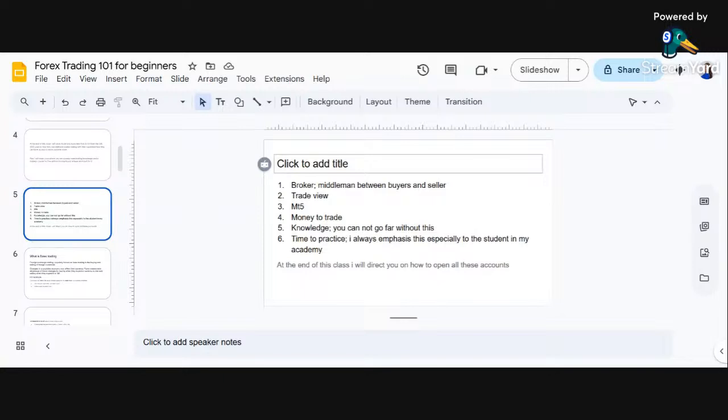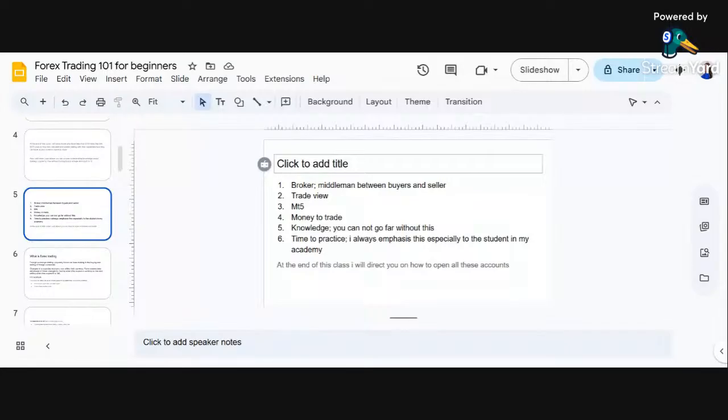A broker is a middleman between buyers and sellers in the market. In forex trading, you are buying and selling currency pairs. Let's say a broker is like a bank, to help you do those transactions. That is the use of a broker. It's an app where you put your money, and they give you a certain leverage for you to be able to trade the financial market.